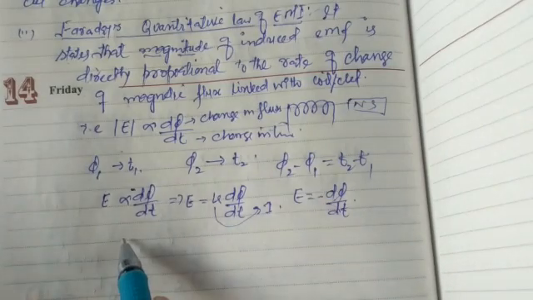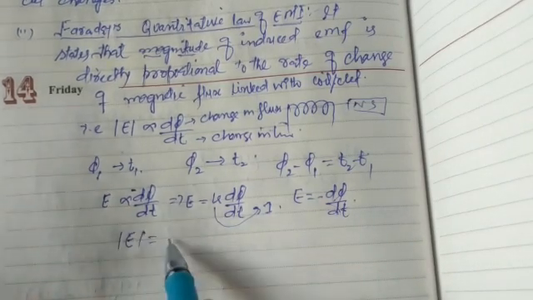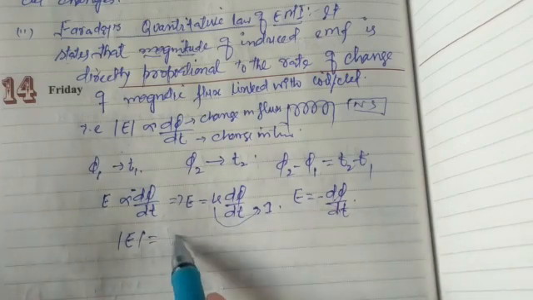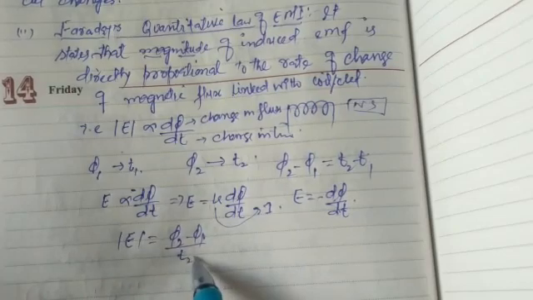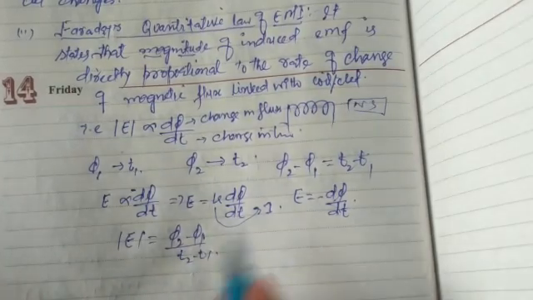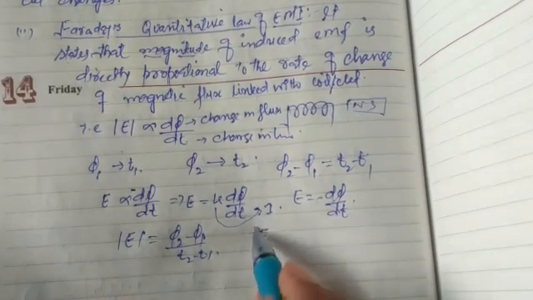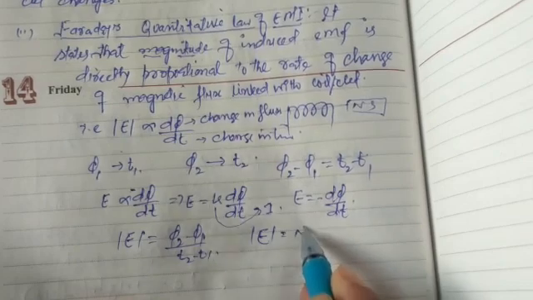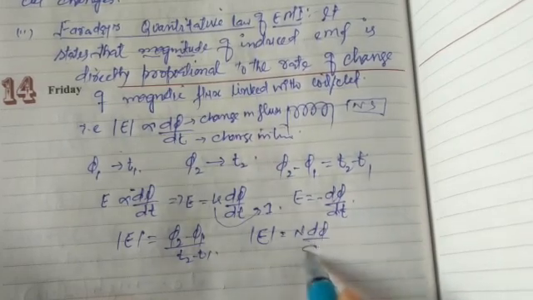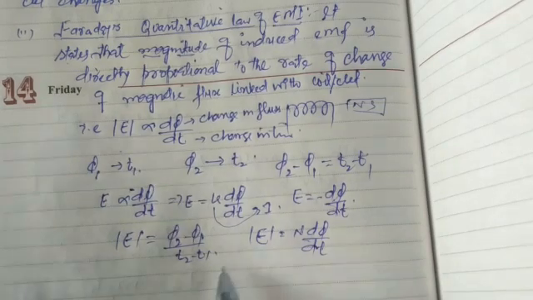Now instead of d phi by dt, we will place phi 2 minus phi 1 over t2 minus t1. If the coil has n number of turns, then you can replace this equation by E equals minus n times d phi by dt, where n is the number of turns. This is the induced EMF.